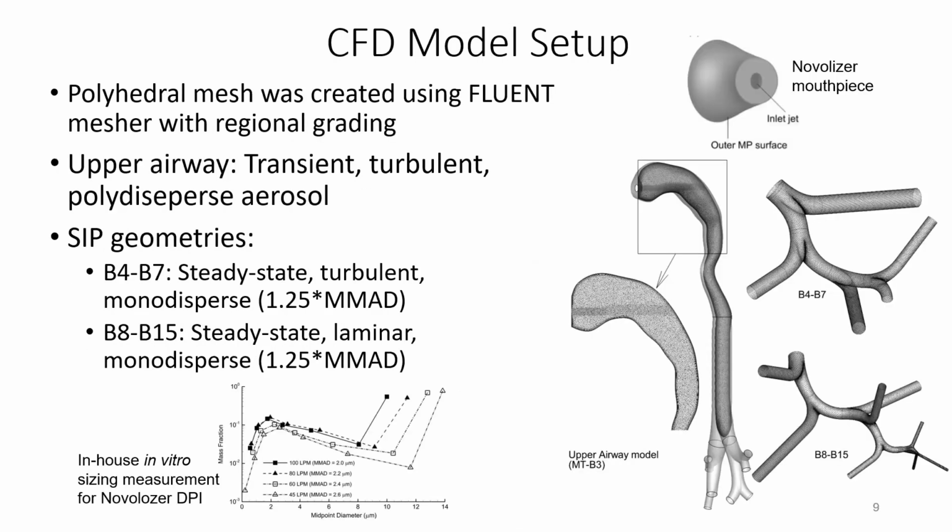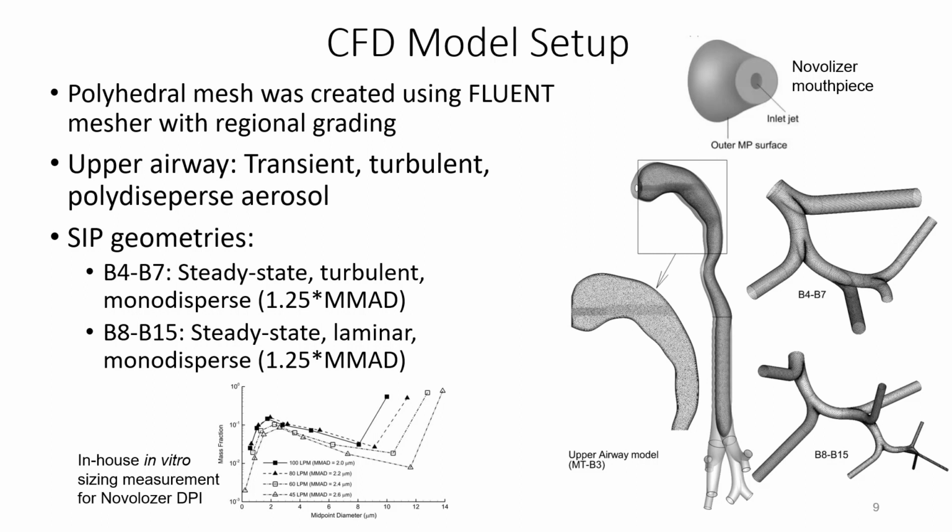We have generated polyhedral meshes for the upper TB airway and SIP models using Fluent Meshing. To capture the strong gradients in the DPI mouthpiece, we had to use regional grading, as shown in this figure. We used a transient solution for upper airways and specified a polydispersed aerosol based on in-house sizing data for the nebulizer DPI at a similar flow rate to the in vivo data.